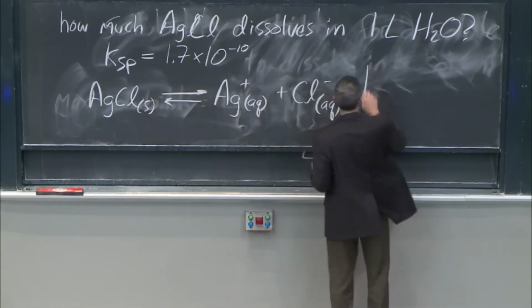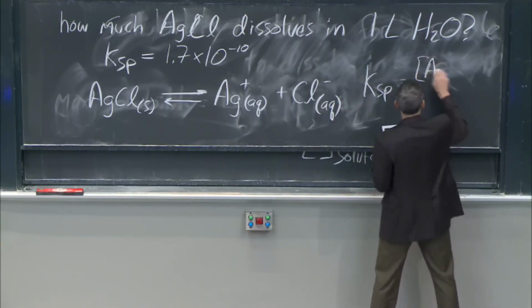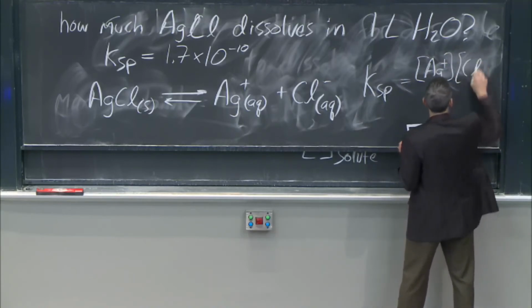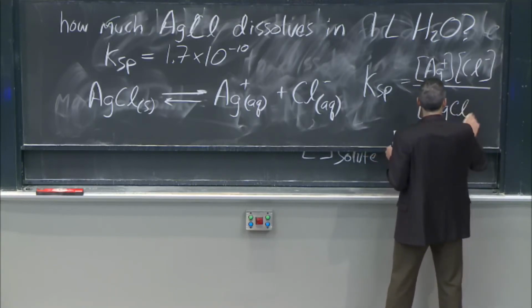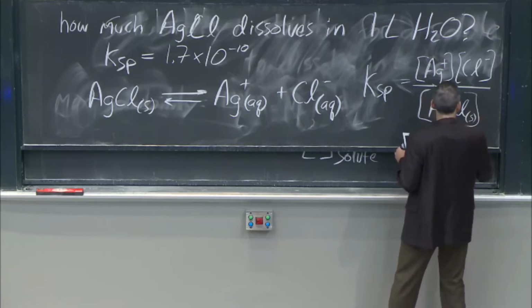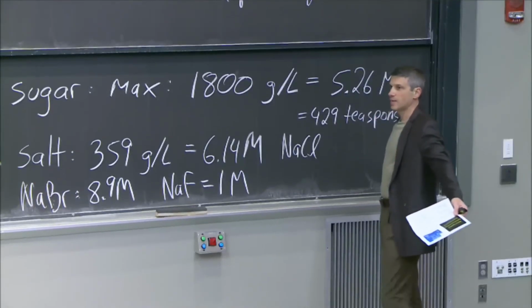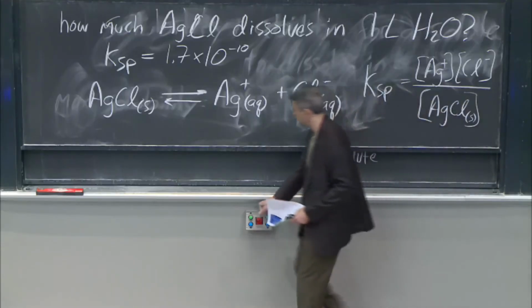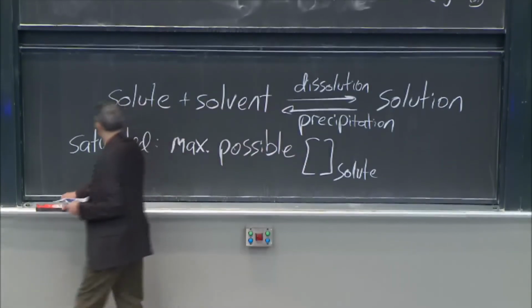So the Ksp for this is going to equal, using the equation that I wrote down, the concentration of Ag+ to the 1 times the concentration of Cl-, these are ions, divided by the concentration of solid silver chloride. Now we get to another thing. Remember, I got rid of water because water's everywhere. It's the solvent, so you don't need to put it into these equilibrium calculations. It's the same thing with the solid.